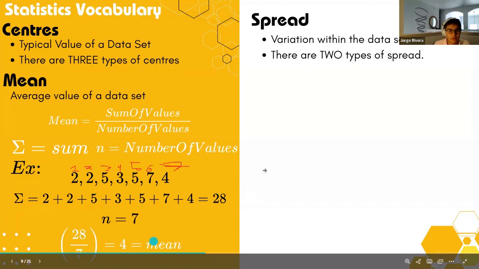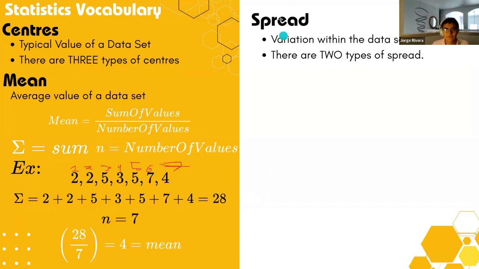28 over 7, that is equal to the mean. All right. So another type of vocabulary that we're going to do is the variation between the data sets. This is called the spread. It's variations within the data set. So there are two different types of spread.